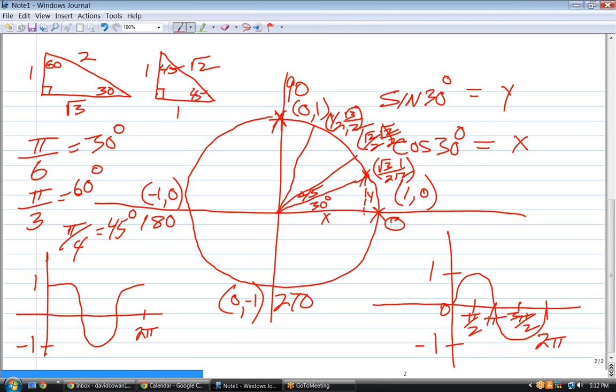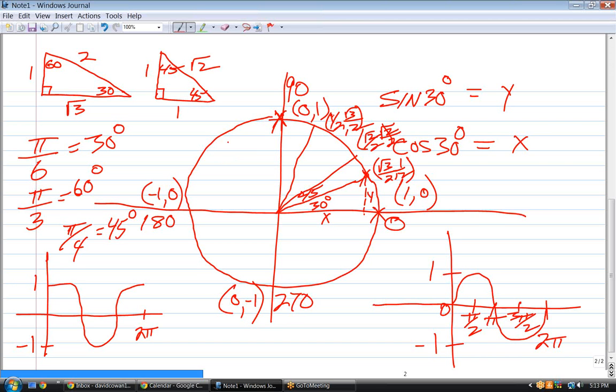So does that cover everything you need to know, or do we just need to stay in the first quadrant, or do we need to go second quadrant also? No, it was just the first quadrant. Okay.